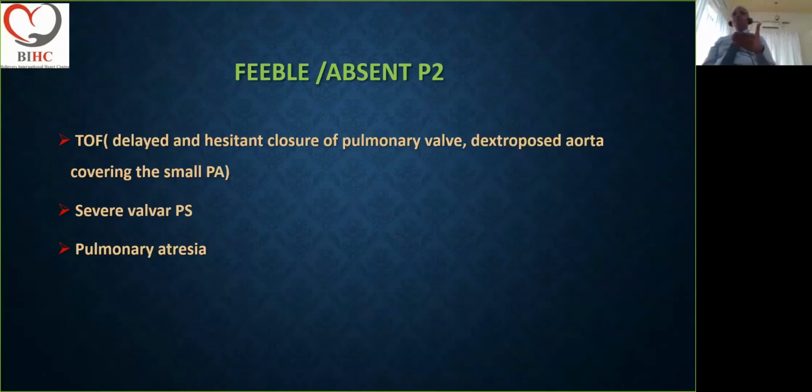Add to it the fact that the pulmonary valve is small, and it is covered by a dextroposed aorta. The aorta is dilated and it tends to cover the pulmonary root in tetralogy. So these are the reasons why the second sound is feeble or absent even in tetralogy of Fallot.